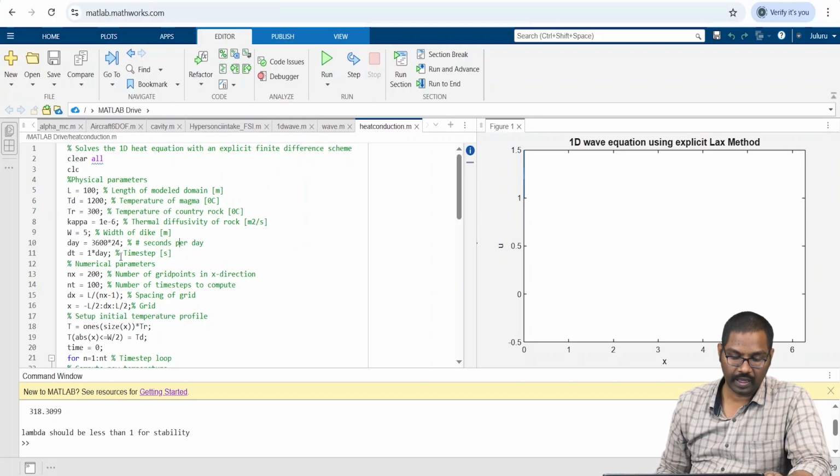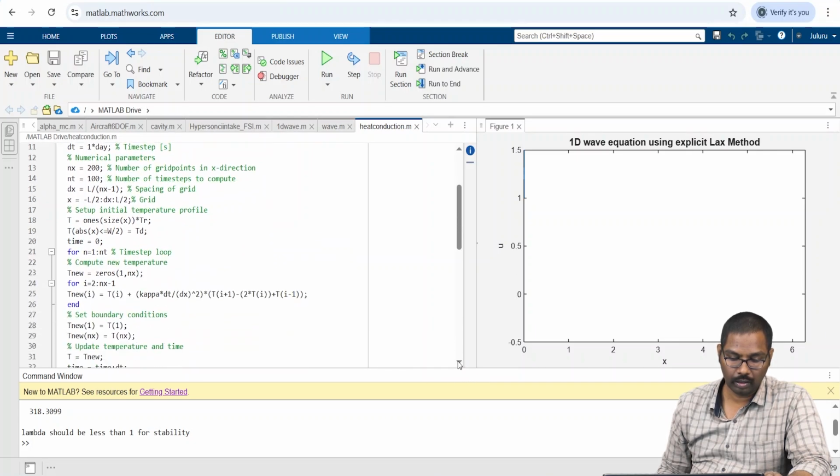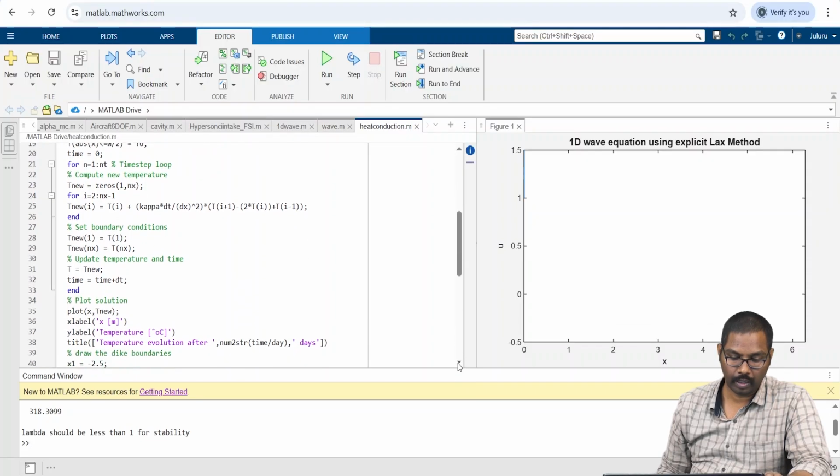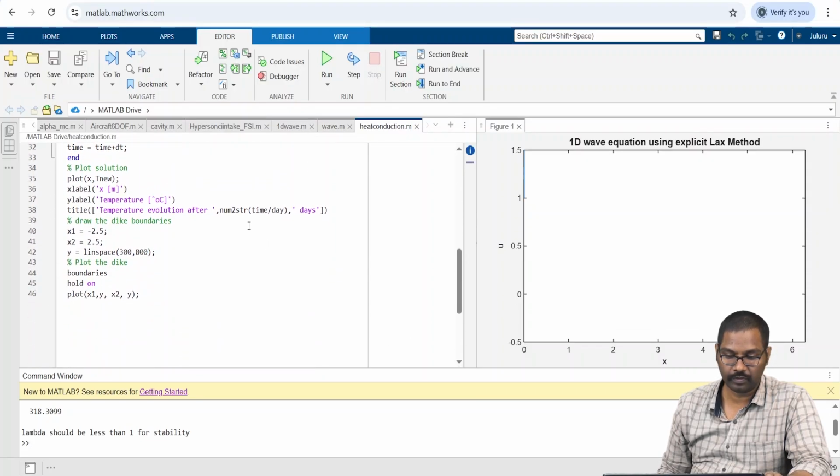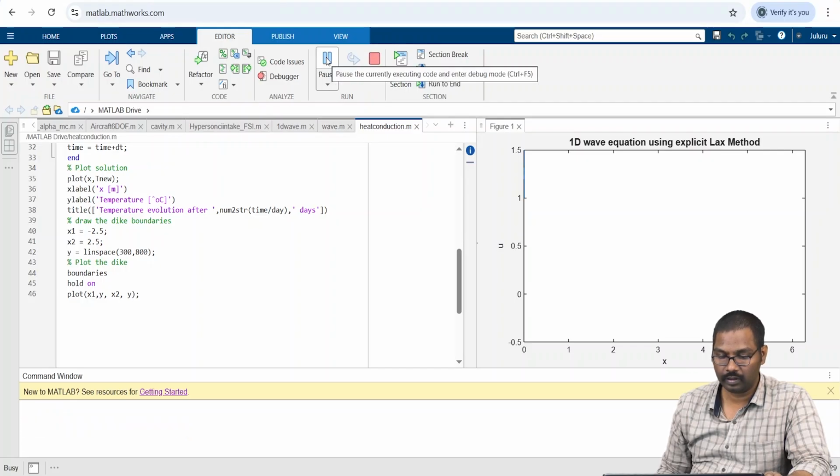So dt equal to 1 day. nx equal to 100, the number of points is 100. Then we are defining the initial conditions, the rock t equal to tr at time t equal to 0, and computing the new matrix values, temperatures, tnew equal to zeros of 1, and then for i equal to 2 to nx minus 1. So we are taking this discretized equation with initial boundary conditions, updating the new values, and then the plot commands as it is. So let us see this result here.